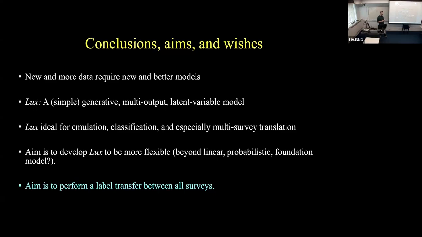My aim is to develop Lux to become more flexible. With more complex data, for example astroseismology or other sorts of astronomical data, we might need to go beyond linear. So I think having a framework that's interchangeable, where you can throw in a linear model, or a quadratic, or a Gaussian process, or a neural net, or whatever, will be useful. I'd also like to make this probabilistic, a more Bayesian model. And I think all this is building towards it being a foundation model, basically.